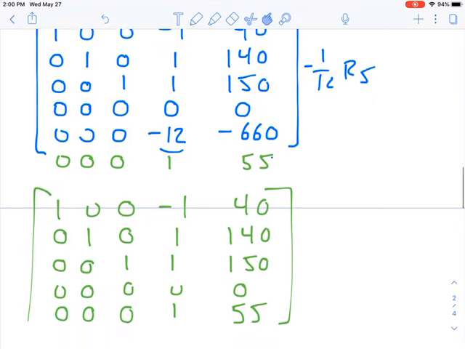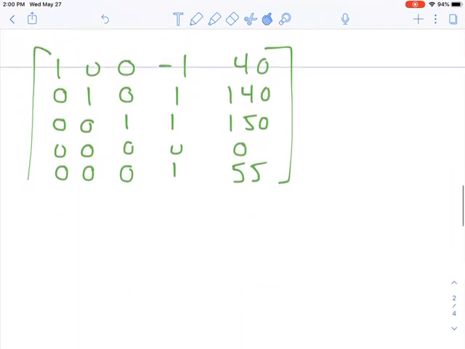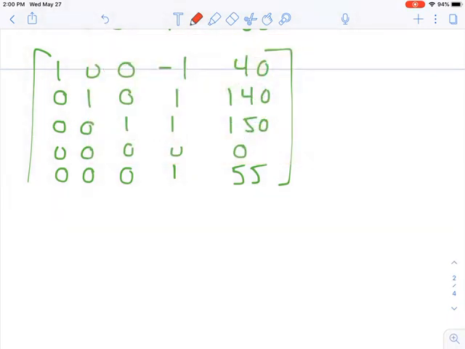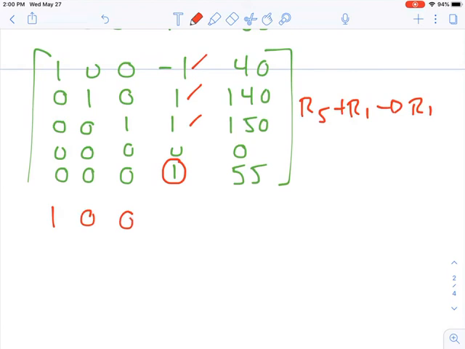And finally, let's get rid of all those ones in column 4. So this is my pivot now. And we need to get rid of this, this, and this. So it looks like if I simply take row 5 plus row 1 and replace row 1, I will have 1, 0, 0, 0, and 55 plus 40 is 95.